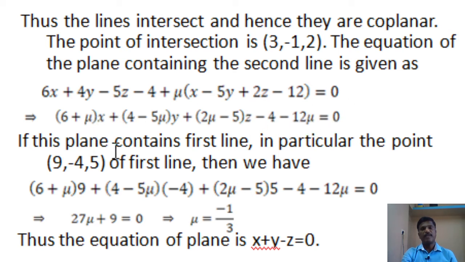If this plane contains the first line, in particular the point (9, -4, 5) on the first line, then we have to replace x by 9, y by -4 and z by 5, so that we get mu is equal to -1/3. Substituting these values here, we get the equation of the plane is x + y - z = 0.